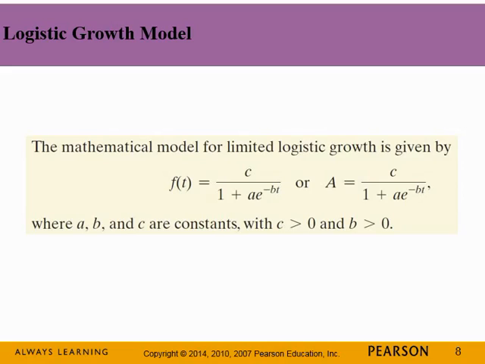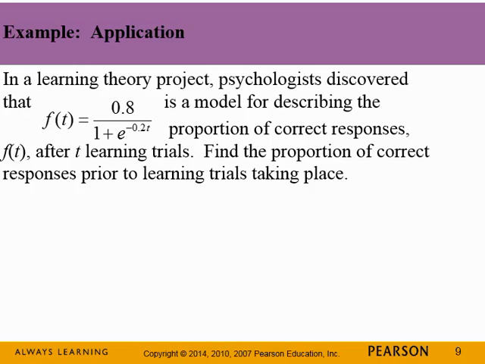So the logistic growth model, the mathematical model for limited logistic growth, is given by that equation, where A, B, and C are constants, B and C are both greater than 0. So in a learning theory project, psychologists discovered that f of t equals 0.8 over 1 plus e to the negative 2t is a model for describing the proportion of correct responses, f of t, after t trials. Find the proportion of correct responses prior to the learning trials taking place.